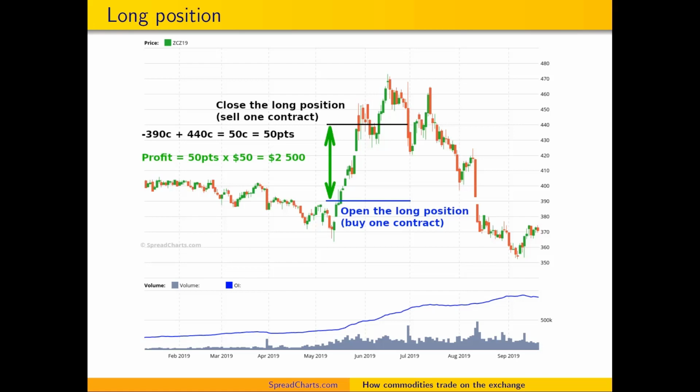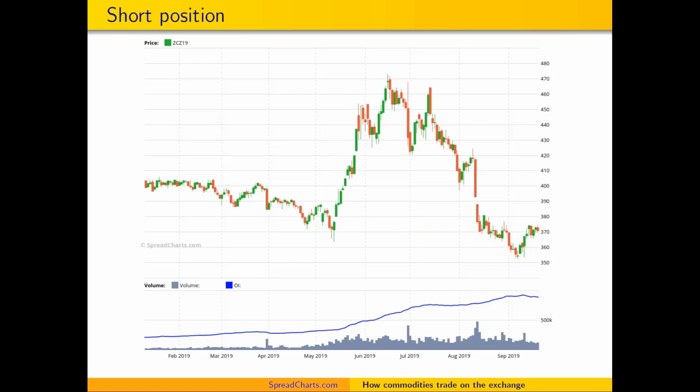And here is the short position. It is a speculation on the decline of a commodity price. Opening a short position means selling a futures contract on the exchange. For example, we decide to open a short position at 450 cents. So we sell a contract at this price, of course assuming there will be a buyer matching our order. We think that the corn price will fall, and as you can see in the chart, that's what actually happened. We decide to close the position at 400 cents. We do so by buying the contract to nullify the position.